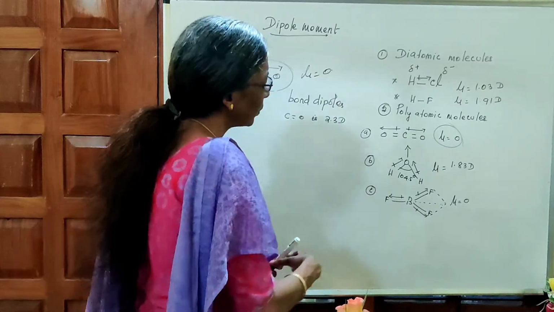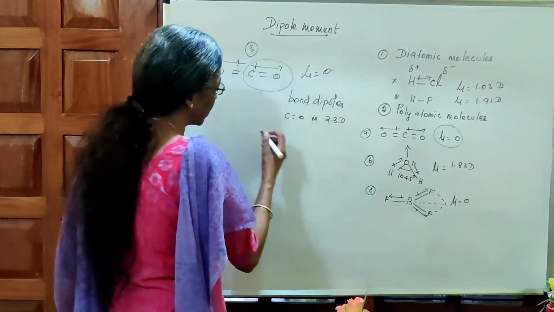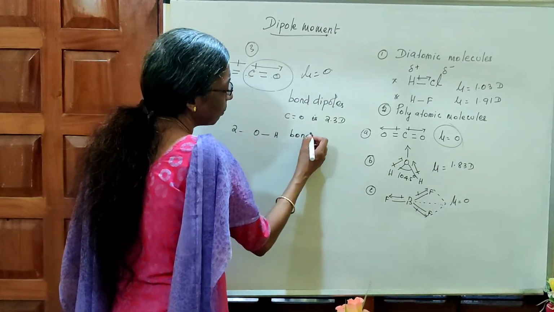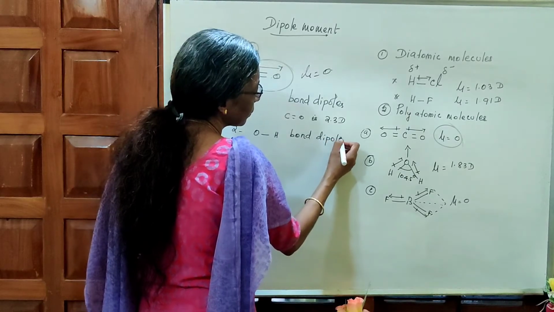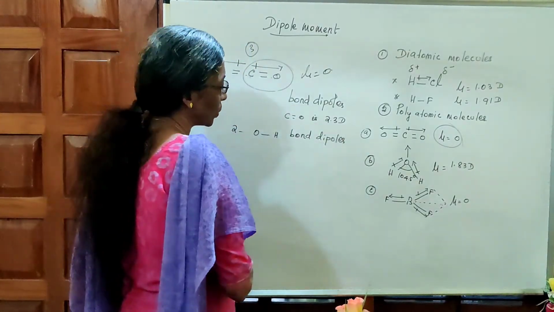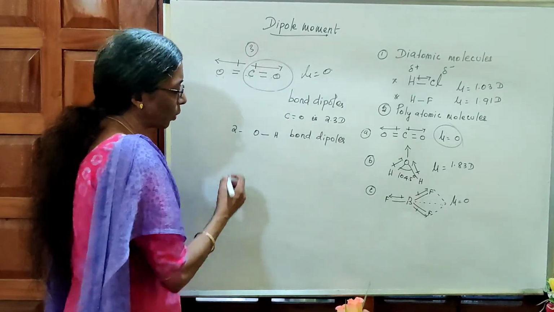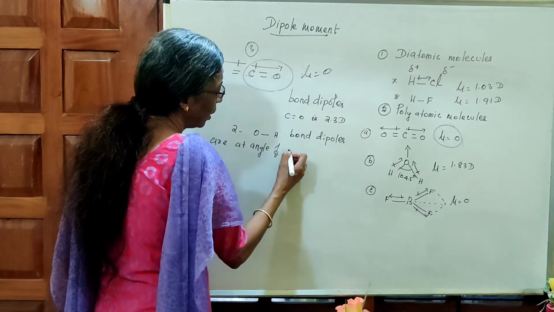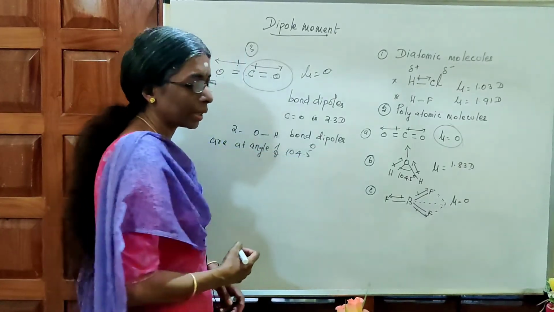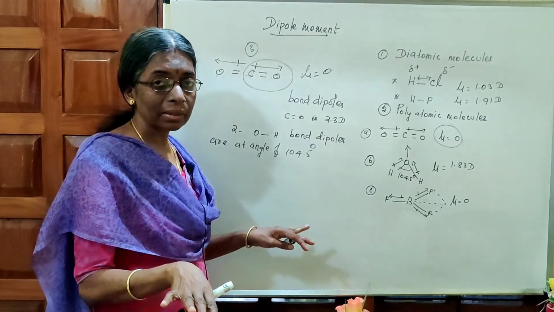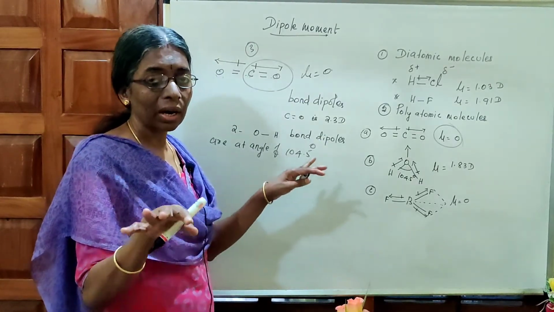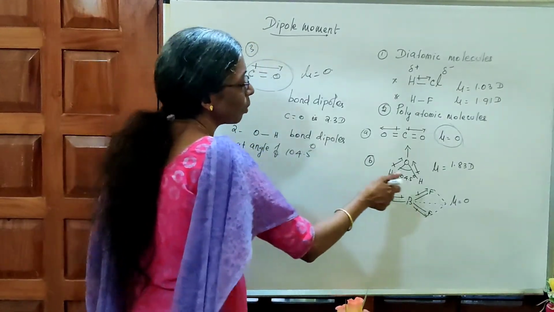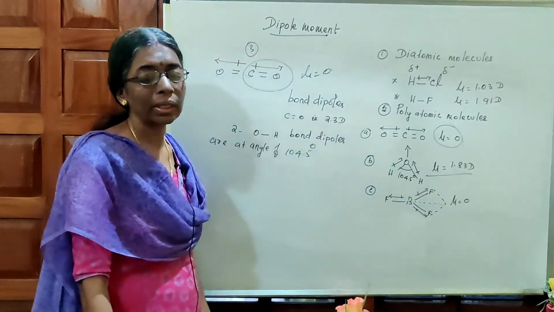104.5 degree. So this is the bond dipole. Two OH bond dipoles are there, and they have lone pairs also. These two OH bond dipoles are at an angle of 104.5 degree. But they do not get cancelled because they are not in opposite direction. As a result, they will have a resultant dipole moment. The resultant dipole moment is not 0, it is 1.83 D.